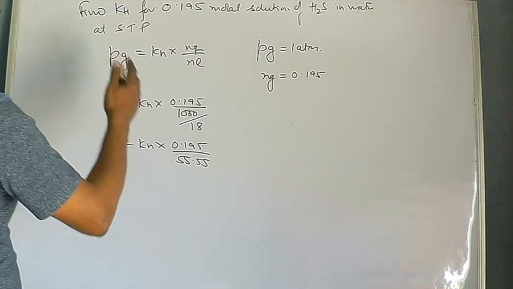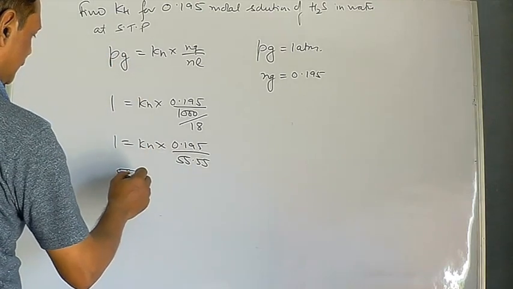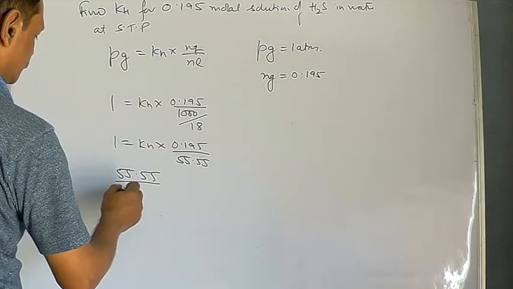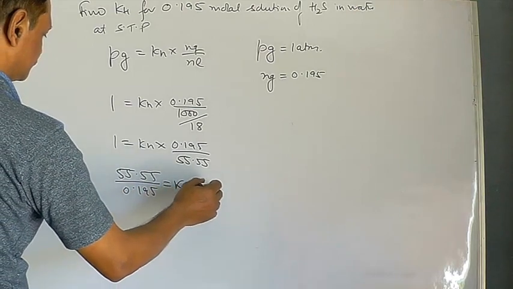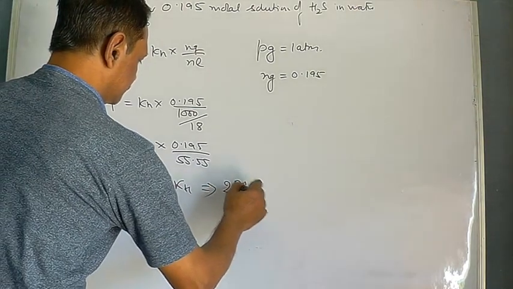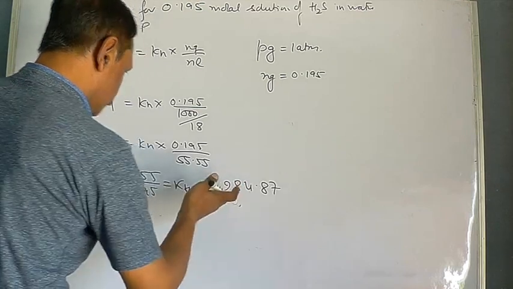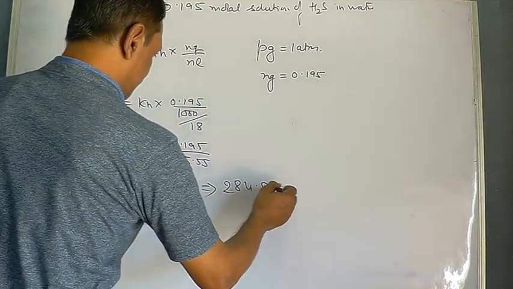Next step, cross multiply: 55.55 divided by 0.195 equals KH, which is 0.87. And what will be the unit? atm. So the unit will be atm.